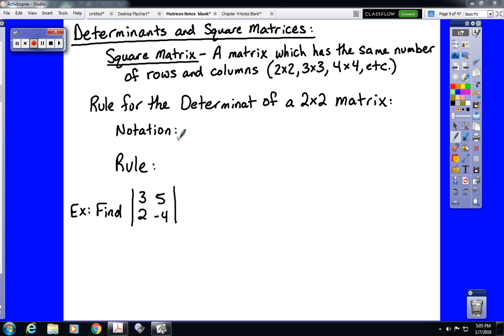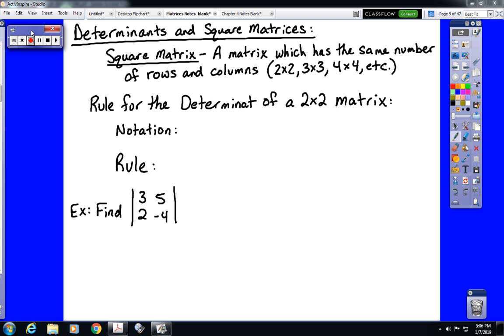Okay, so this is the third lesson in the matrices unit, which is determinants and square matrices. We're going to break this into two different videos, one dealing with the determinant of a 2x2 matrix and one dealing with the determinant of a 3x3 matrix. So just this will be covering what is a square matrix and what is the determinant of a 2x2 matrix.